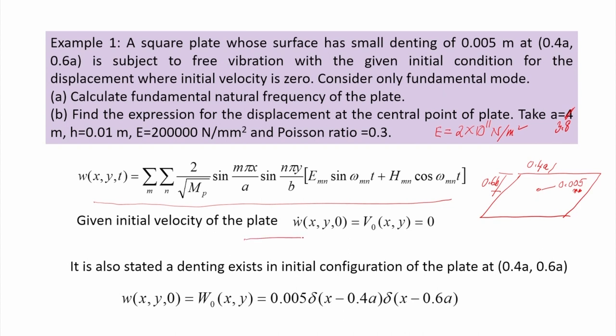Given the initial condition of the plate, initial velocity is 0, but initial displacement is now at a discrete location. So we utilize the Dirac delta function: 0.005 Dirac delta x minus 0.4a, Dirac delta y minus 0.6a. Writing this in the Dirac delta form, because this is located at a discrete point, we have the advantage of finding the integral very easily due to the properties of the Dirac delta function. So we take this initial displacement as this.